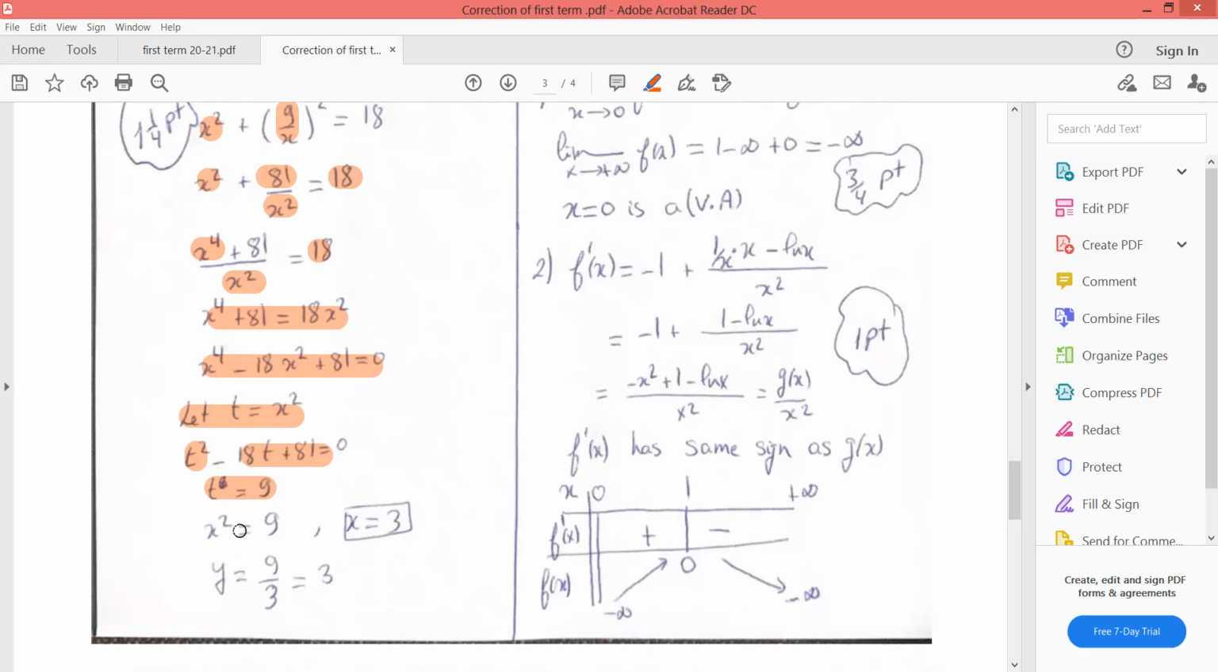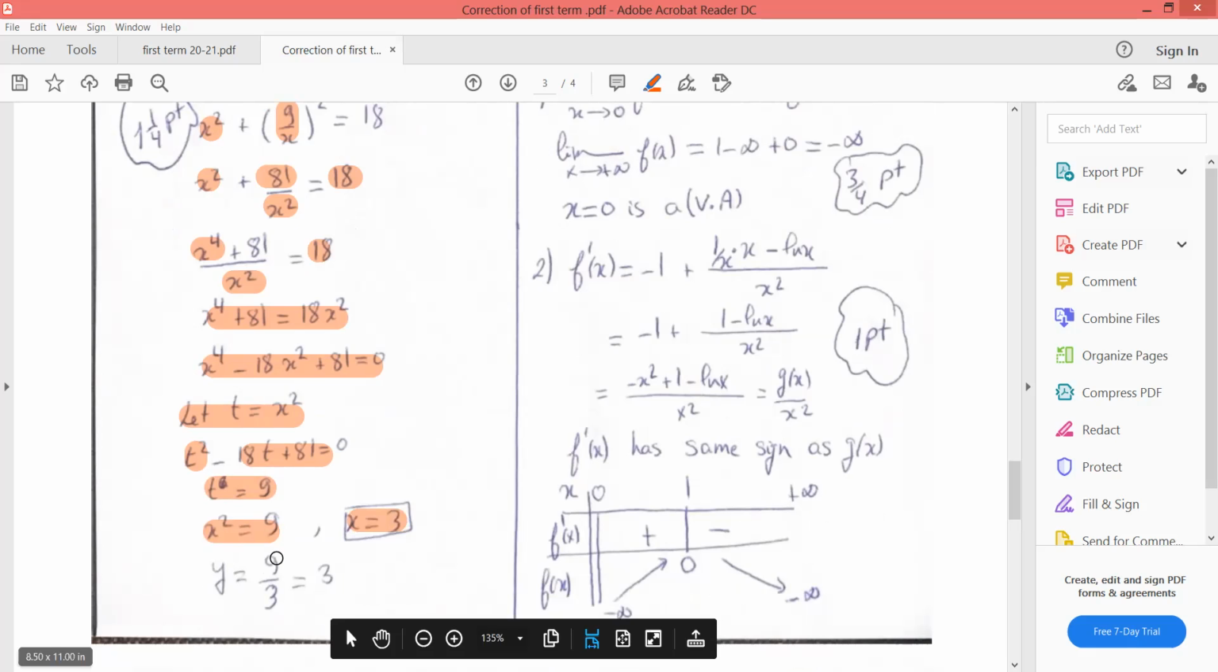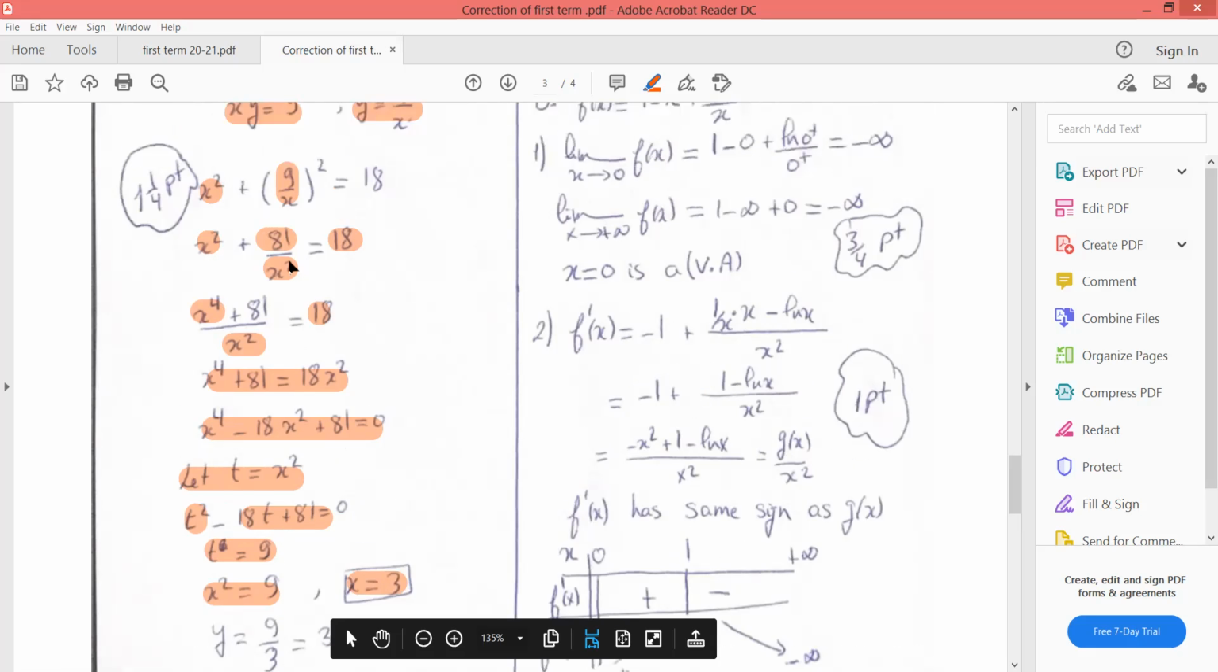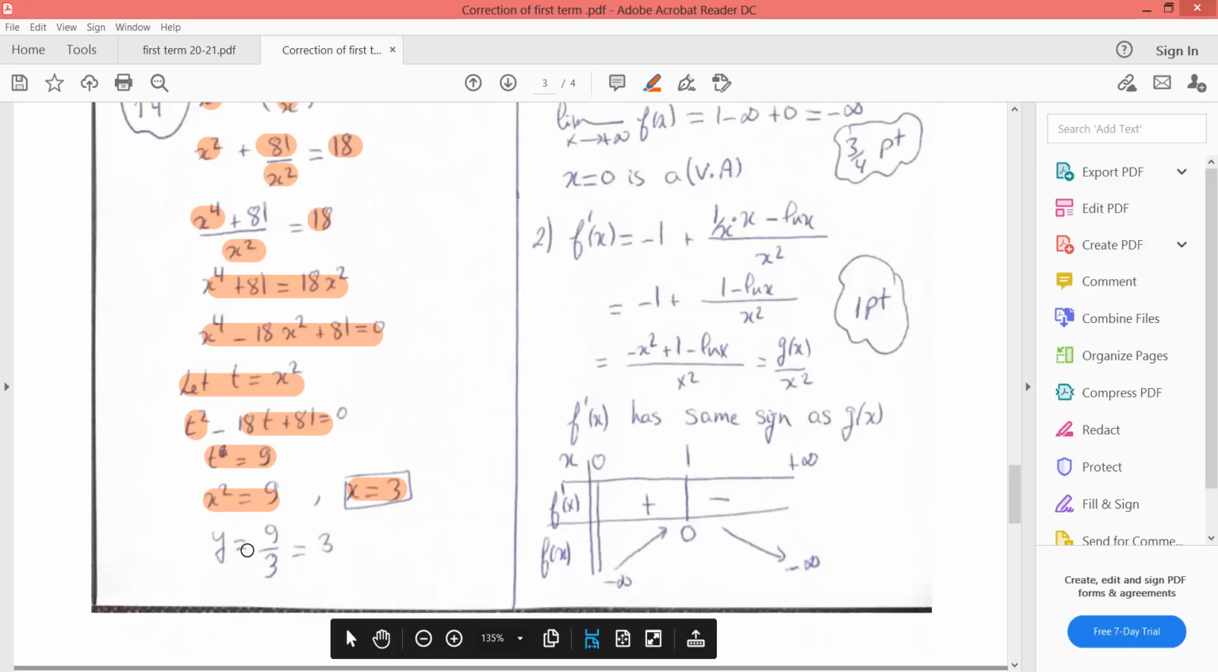So x squared = 9 will give x = 3 or x = -3. But x = -3 is rejected because from the domain x is positive. This is why I take only x = 3. By replacing x = 3 in the equation y = 9/x, y = 9/3, it will be equal to 3. So x = 3 and y = 3.